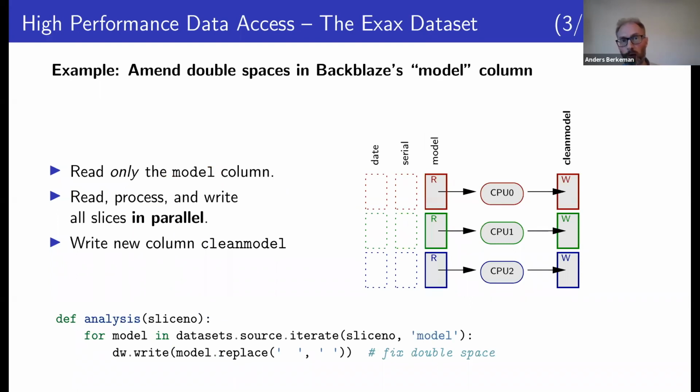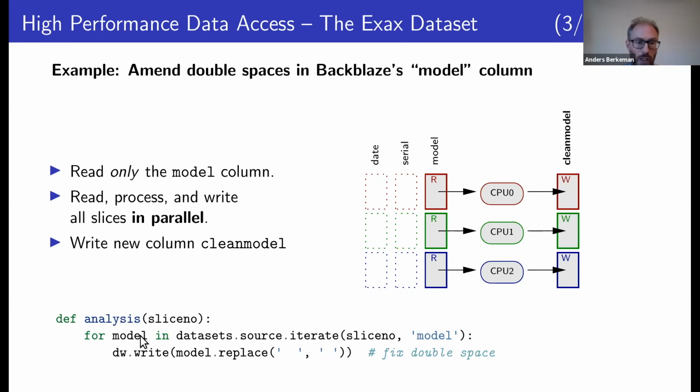Here is an example illustrating how efficient the dataset operations are. Imagine that we want to amend the model column in the Backblaze dataset. What we do then is that we read the model column one slice per CPU in parallel. We do the required modification on all the CPU cores, and then we write back the new column one file per CPU or slice. This is a perfectly parallel operation, and it requires very little memory since data is streamed through the program. And below here we can see an example of what the code might look like.